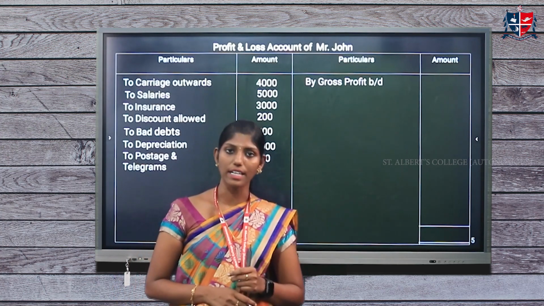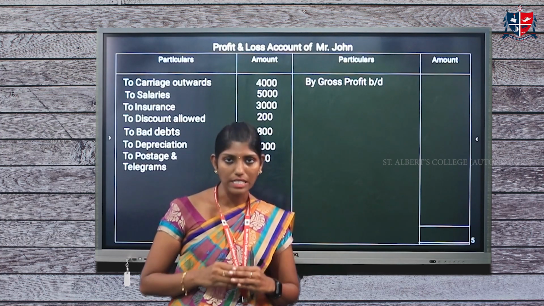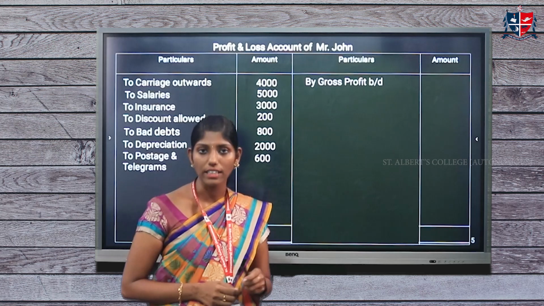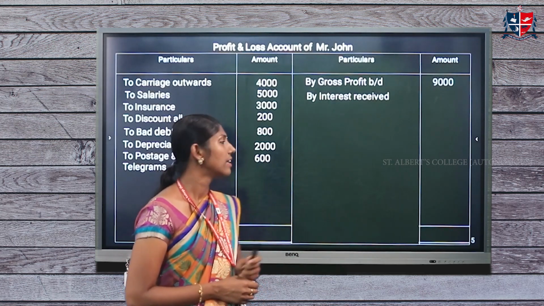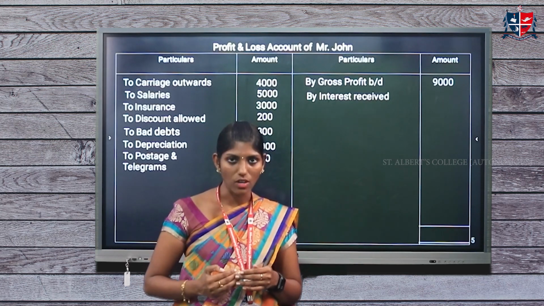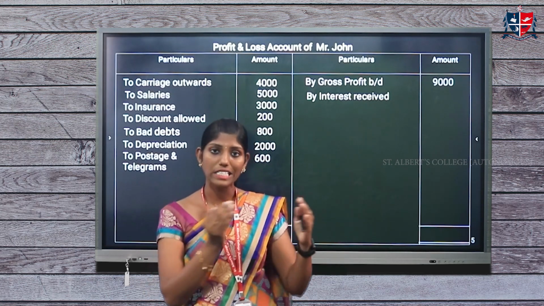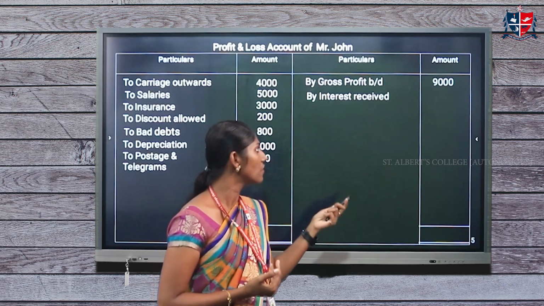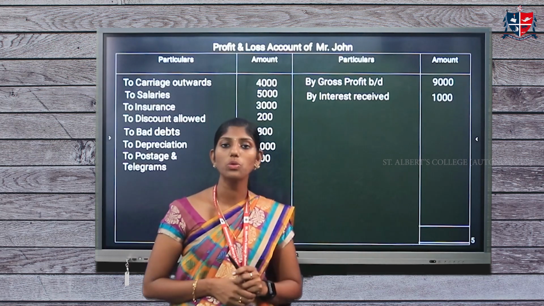Then we move on to the credit side. As we mentioned earlier, gross profit is the first item to be credited in the P&L account and it amounts to 9,000 rupees. The next item will be interest received. If we are receiving interest on a fixed deposit, that is our indirect income, not relating to the cost of product, not relating to the production. So that's why we are showing this in the credit side. Amounts to 1,000.